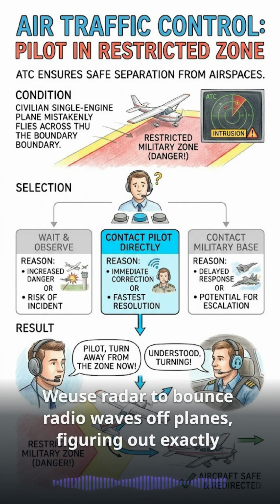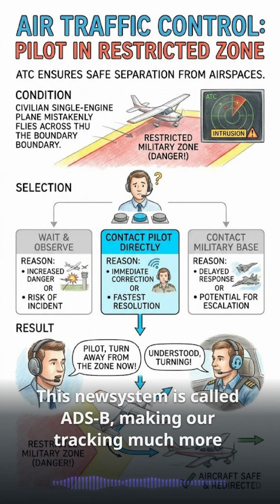We use radar to bounce radio waves off planes, figuring out exactly where they are flying. Modern planes also send their own location data to us, using GPS for much better accuracy. This new system is called ADS-B, making our tracking much more reliable in the open sky. We can see the plane speed, altitude, and direction right on our digital radar computer screens.